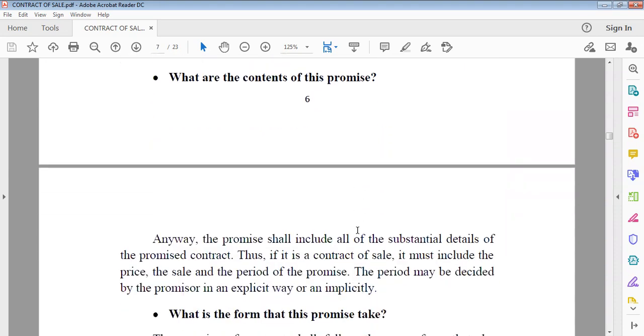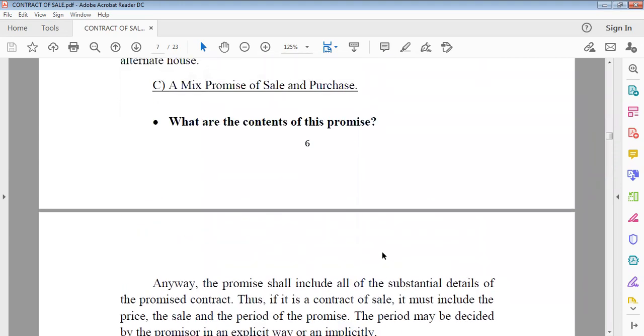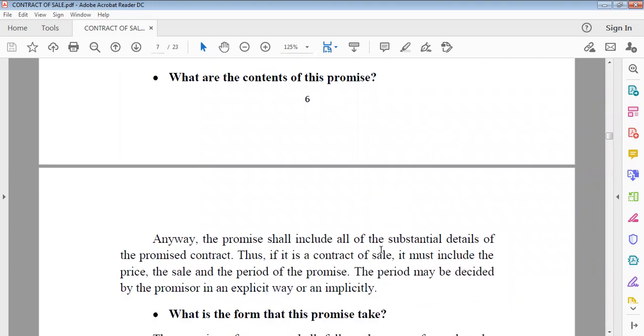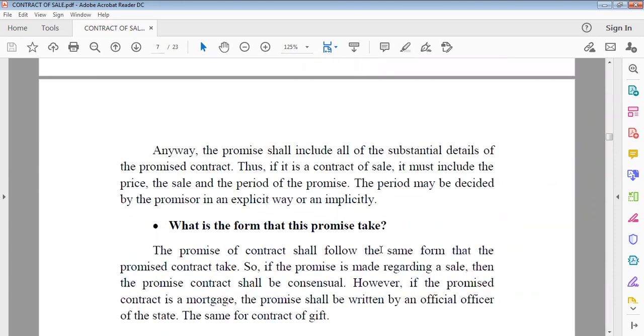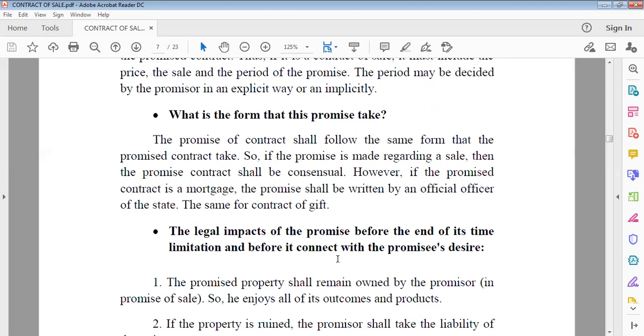And also we named the contents of the promise. I mean, what shall the promise include? And I mentioned that it includes all the subject matters and the details of the promised contract. So if it is a contract of sale, we have to show within the contract of the promise the price and the sale and its advantages and disadvantages and whatsoever.